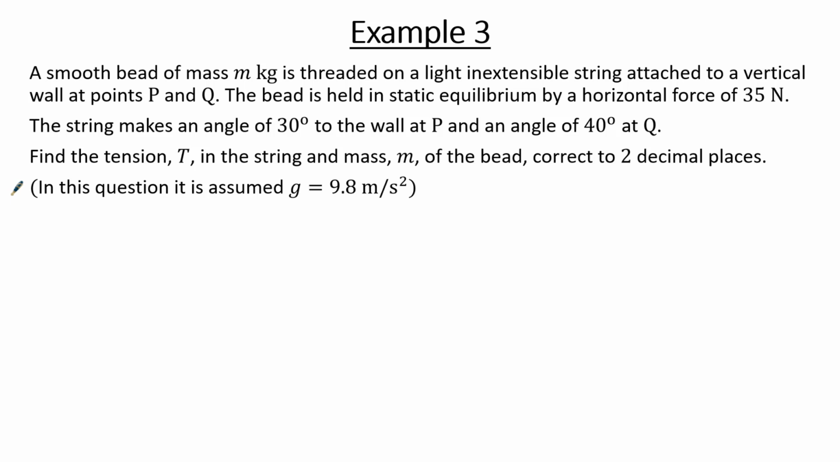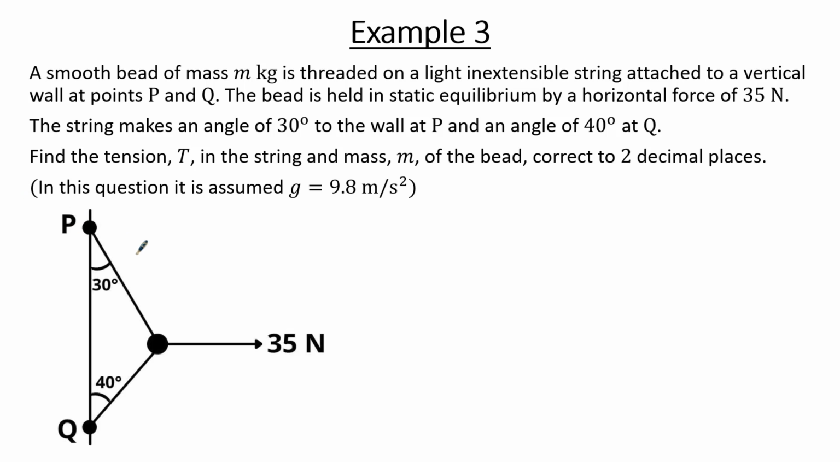And in this question it is assumed g equals 9.8 meters per second squared, where g is the acceleration due to gravity. The first thing we need to do is draw a diagram for this question. This is our diagram, and here is the bead. It is threaded on a light inextensible string attached to a vertical wall at points P and Q. So then this is the string which is threaded through the bead and attached to this vertical wall at the points P and Q.